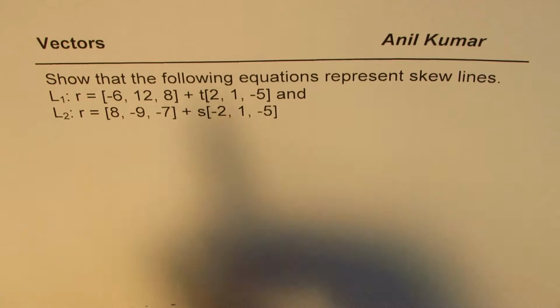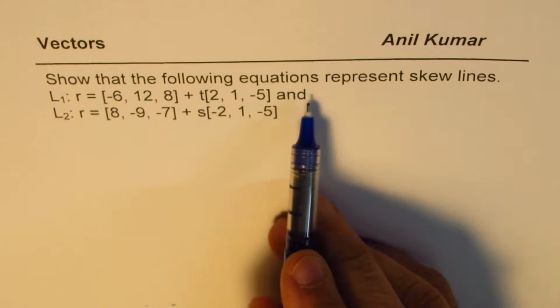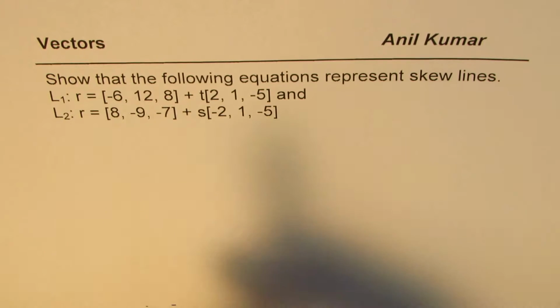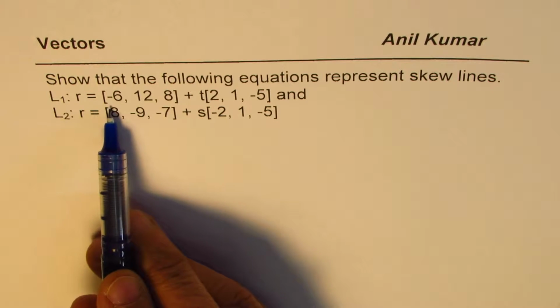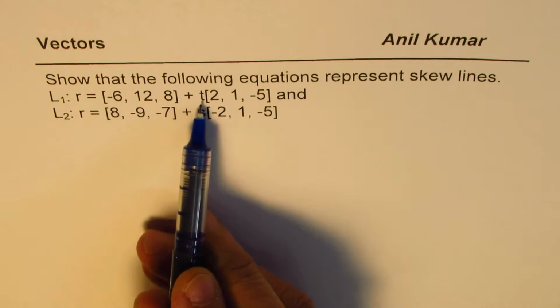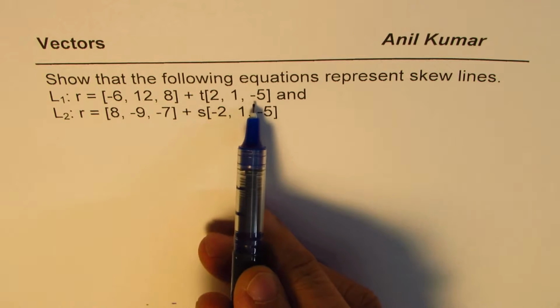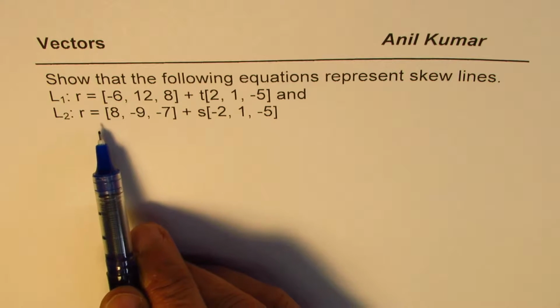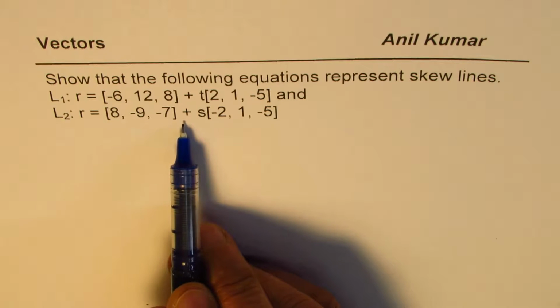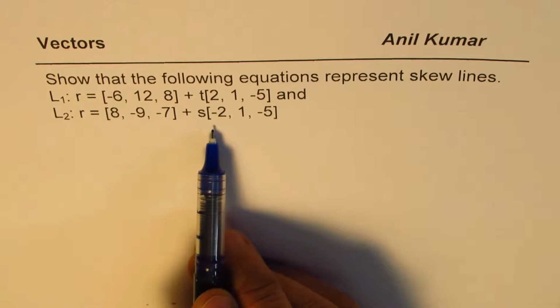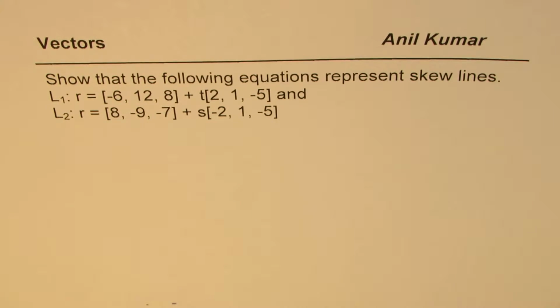The question here is, show that the following equations represent skew lines. L1: r equals (-6, 12, 8) plus t times (2, 1, -5), and L2: r equals (8, -9, -7) plus s times (-2, 1, -5).